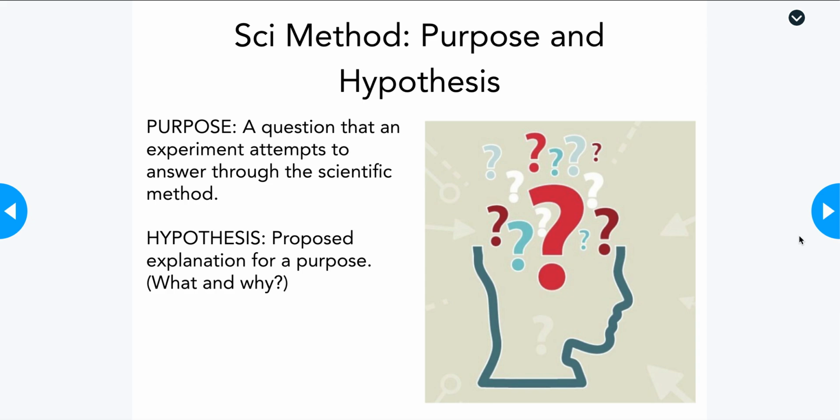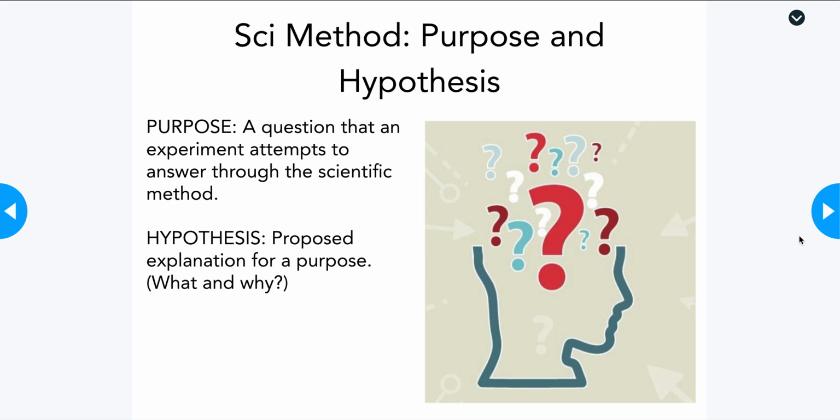A purpose is a question that an experiment attempts to answer through the scientific method. So a big part about the scientific method is that you are trying to answer a question about the universe. You are trying to discover more about how our universe works, how the world operates. You are not trying to make something. That's a different process that we'll talk about later. You are trying to learn something about the world around you.